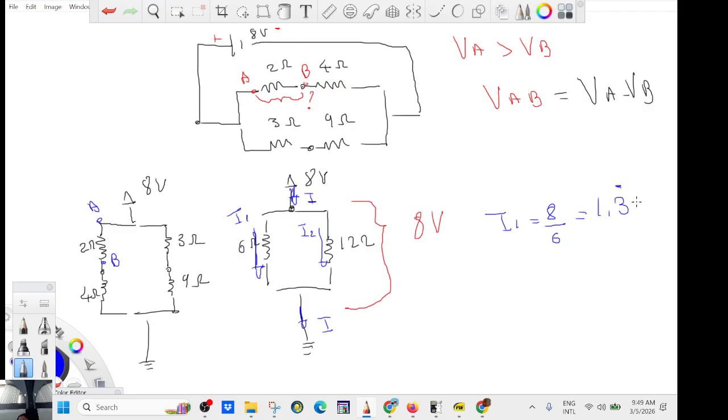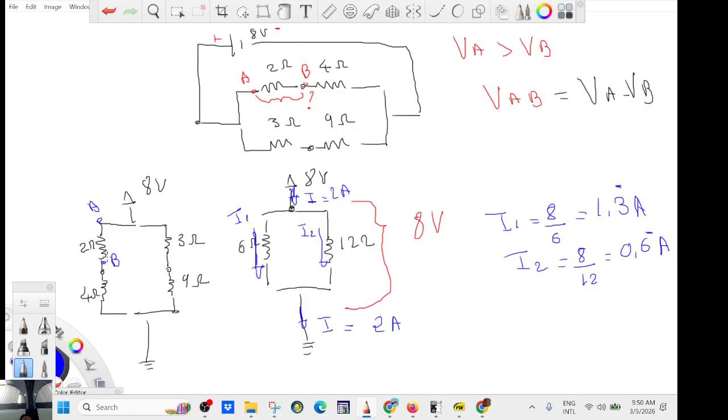So 1.33 repeating. So I2, I don't need this one, but I can pretend that I need it. So it's 0.6 amps, right? I can even find I now, because 1.3333 plus 0.6666 is going to be 2. So it's like water flowing. Some of it will go through here, some of it will go there. This one is like a wider pipe. So you're going to have twice as much as here, because here you have more resistance, so it's like tighter.